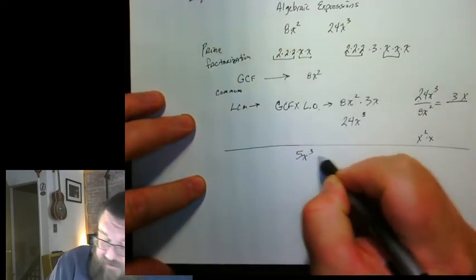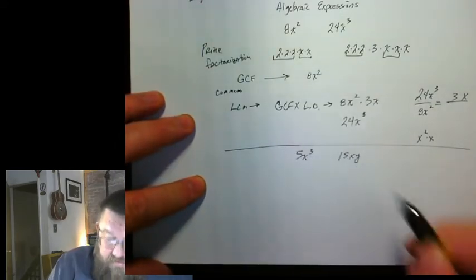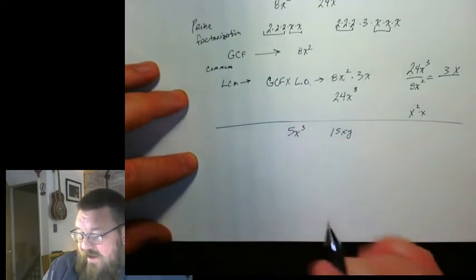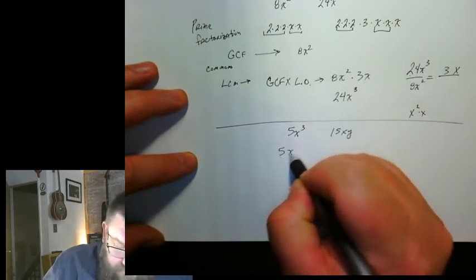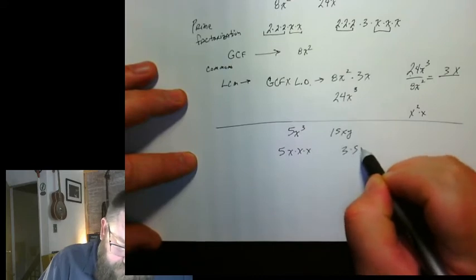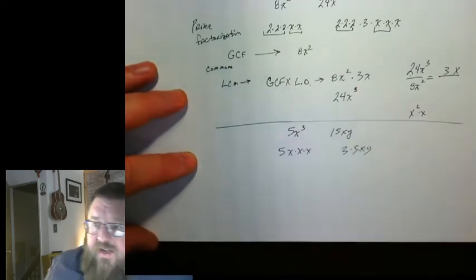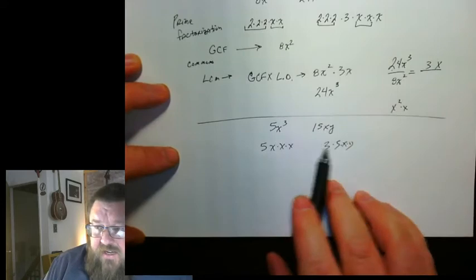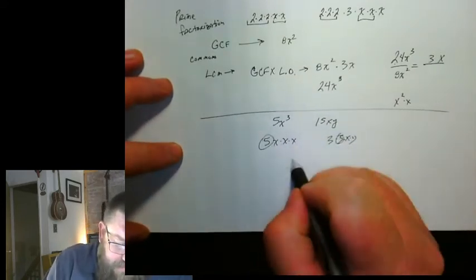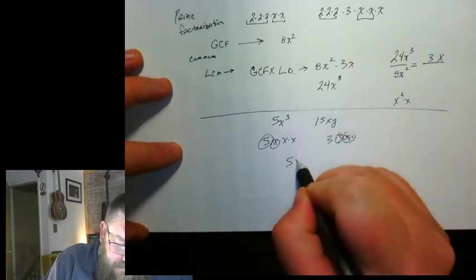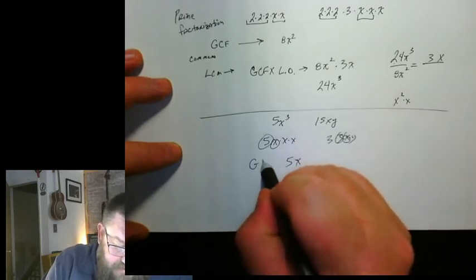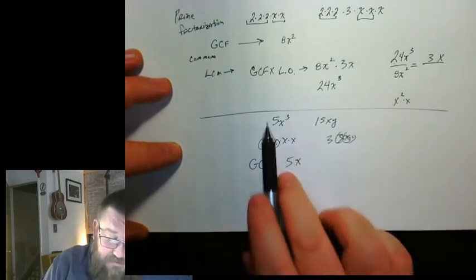Let's say 5x cubed and 15xy. This one's a little different because this over here has a y, this over here does not. Same deal. Factor to the prime, get the prime factors. 3 times 5 times x times y, that would be 15xy. We all good? All right, now whatever is in common we take out. So we have a 5 and we have an x. That's all that's in common between those two. So our GCF is 5x. That's the smallest thing that goes in both of those.